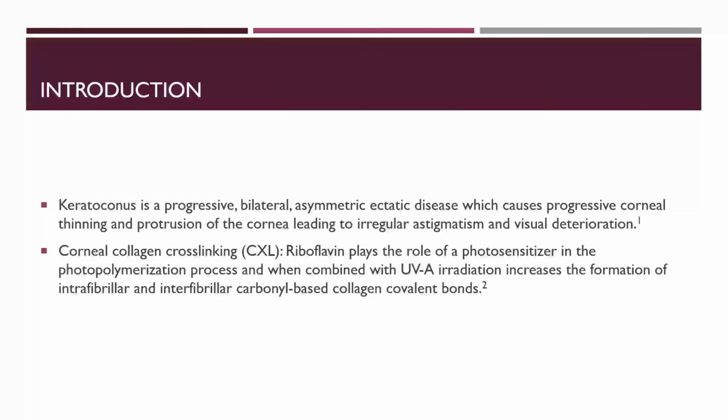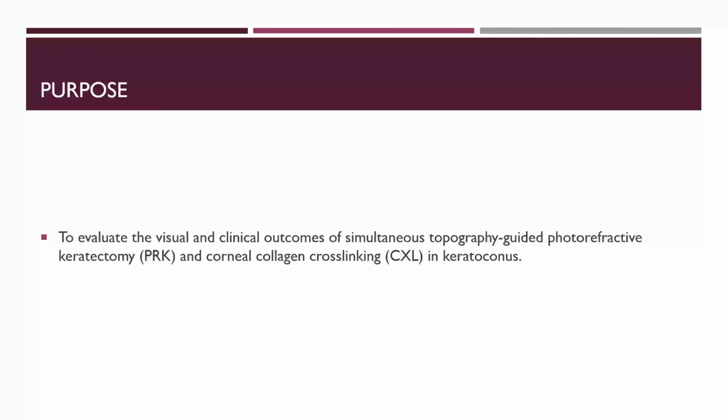Keratoconus is a progressive bilateral asymmetric ectatic disease which causes progressive corneal thinning and protrusion of the cornea, leading to irregular astigmatism and visual deterioration. So generally we do corneal collagen cross-linking in such patients. Here the riboflavin plays the role of a photosensitizer in a photopolymerization process when combined with UVA radiation, which increases the formation of covalent bonds between the collagen fibrils.